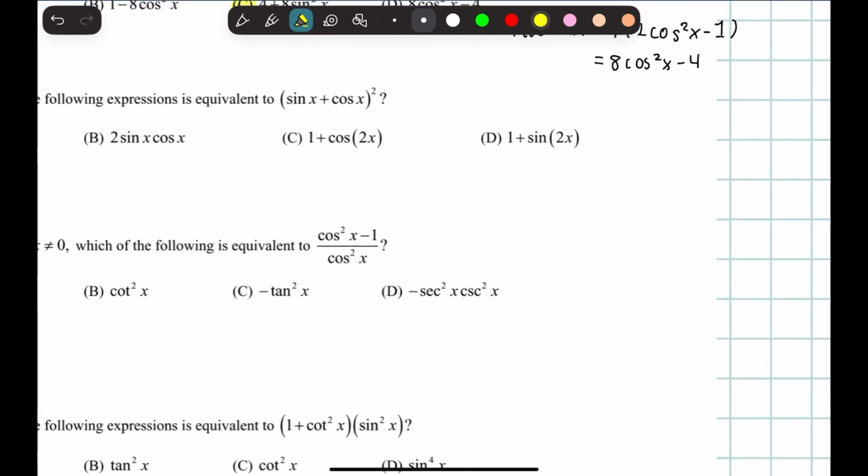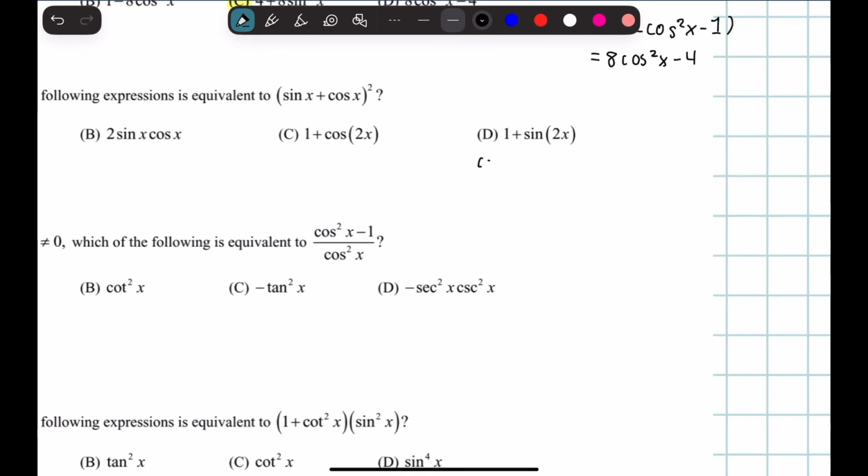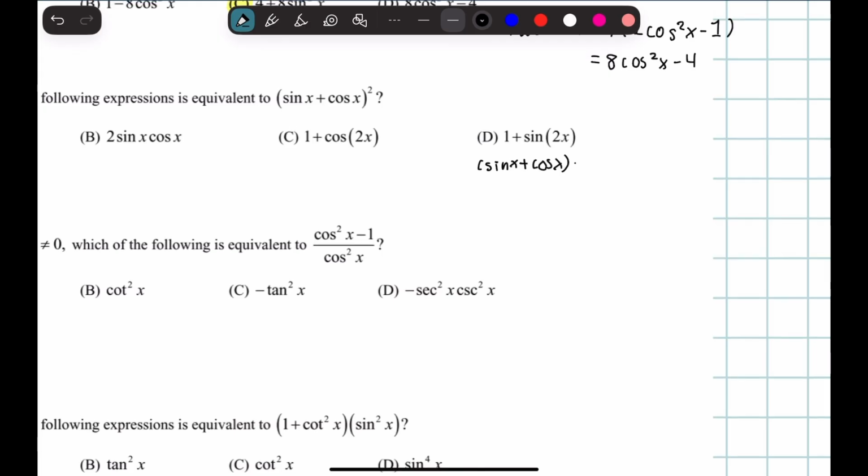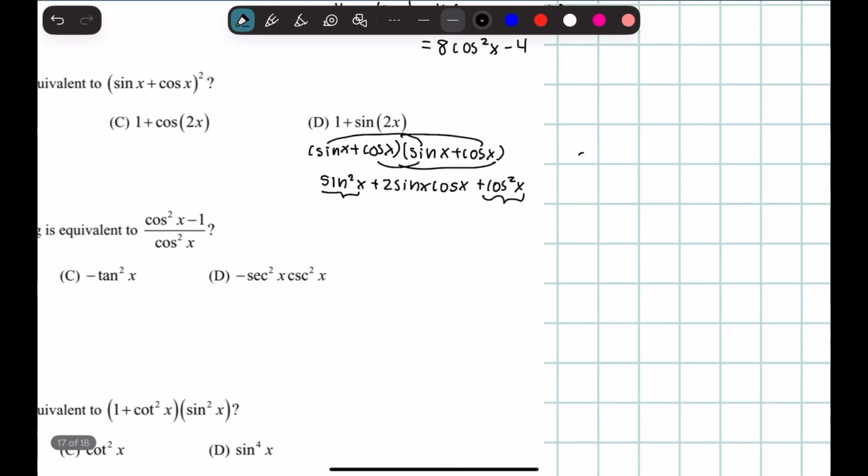So we are first going to start with expanding the square. Sine x plus cosine x is the same thing as this expanded form. Now we're just going to FOIL, and we get sine squared of x plus 2 sine of x times cosine of x plus cosine squared of x. And we can use the fact that this is a part of the Pythagorean identity, that sine squared of x plus cosine squared of x is equal to 1.